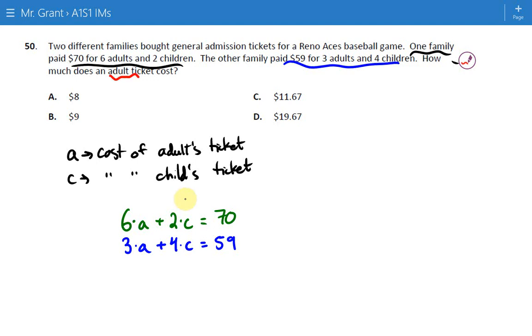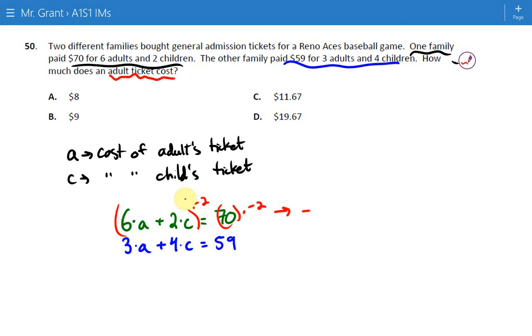Since we want to figure out how much an adult ticket costs, we don't need both. Let's try to minimize our work here. If we want the adult ticket cost, then we don't want adults to go away. We want children to go away. So let's make children go away by multiplying both sides, do you remember, by -2, because that will turn this into -4, which will cancel the +4.